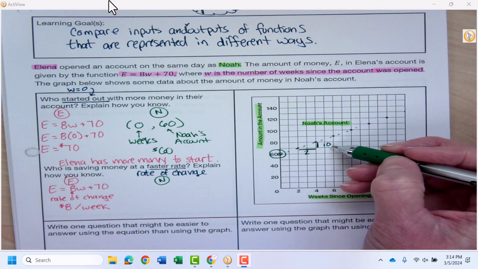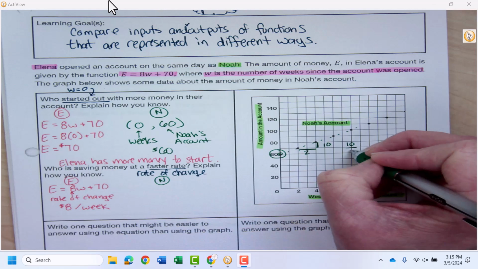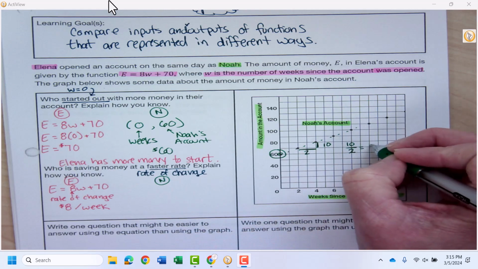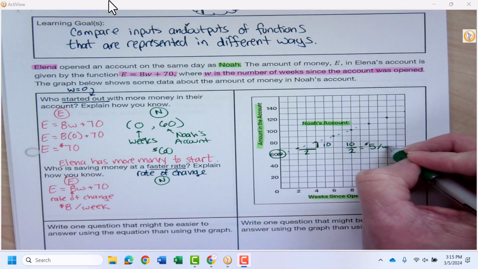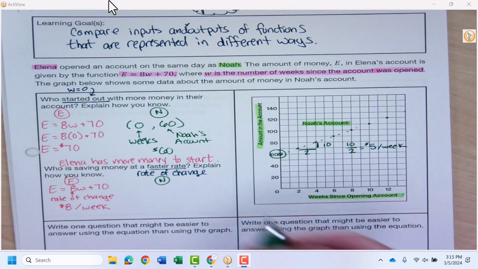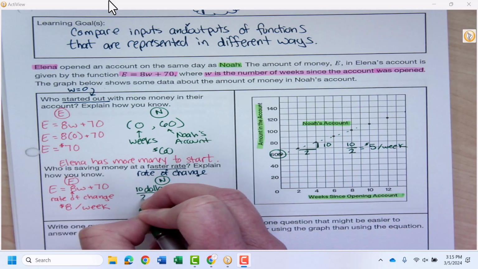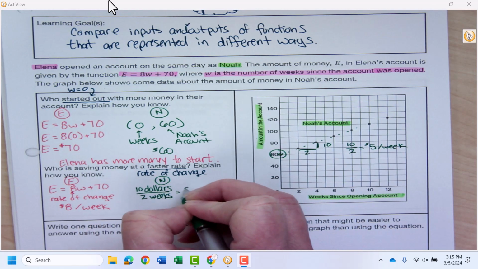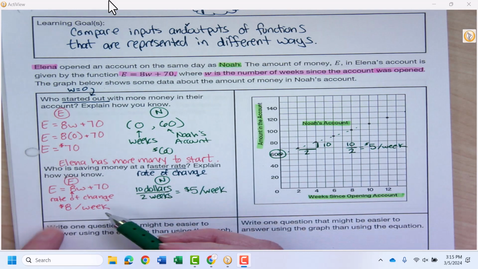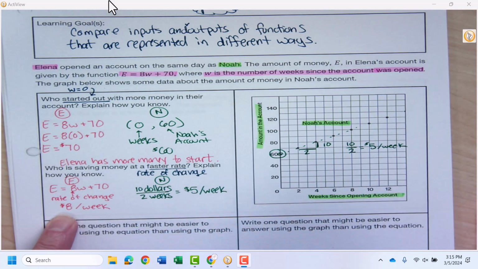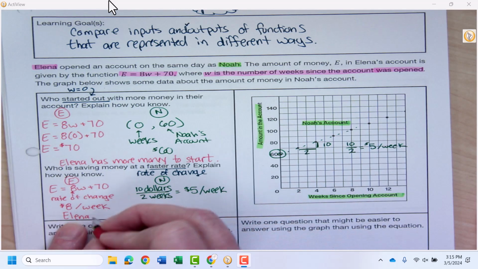So he saves $10 every 2 weeks. So the slope is going to be the height of that slope triangle over the base of that slope triangle. If it's $10 in 2 weeks, looks like we have $5 in 1 week. Okay, let's just put that over here. So $10 in 2 weeks means we have $5 per 1 week. Now, again, it looks like Elena is saving at a faster rate. So she has more money to start and she's saving at a faster rate. Elena looks pretty fortunate.